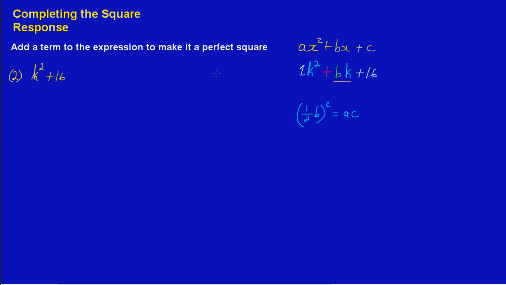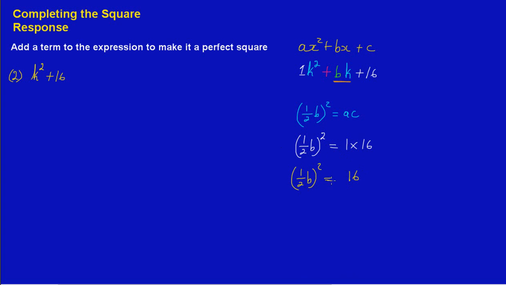So I need a half of b all squared, and that must be equal to a, which is 1, times c, which is 16. So I have 1 and 16. All I'm doing from here is solving for b. Let me change my color. I know that this is a half of b all squared, and that is equal to 1 times 16.